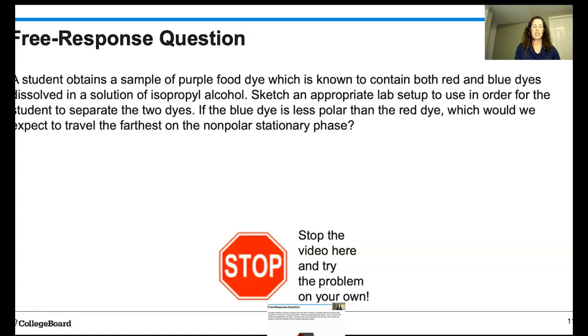All right. So I want you to do this one, and I want you to actually sketch it. A student obtains a sample of purple food dye, which is known to contain red and blue dyes, dissolved in a solution of isopropyl alcohol. Sketch an appropriate lab setup for the student to separate the two dyes. If the blue dye is less polar than the red dye, which would you expect to travel the farthest on the non-polar stationary phase? I want you to sketch what you saw a minute ago on a chromatography paper. I want that same sketch.